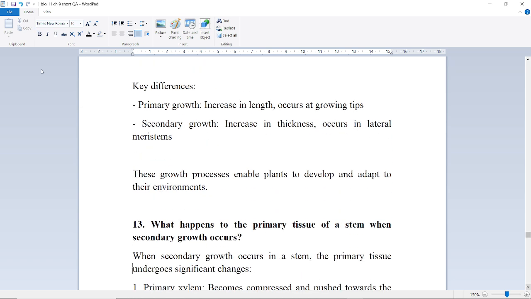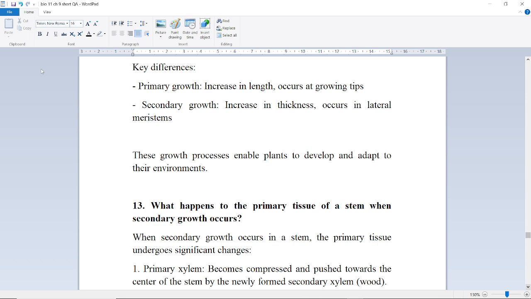Next is key differences between these two, primary growth and secondary growth. Primary growth, increase in length, occurs at growing tip, whereas secondary growth, increase in thickness, occurs in lateral meristem. These growth processes enable plant to develop and adapt to their environment.